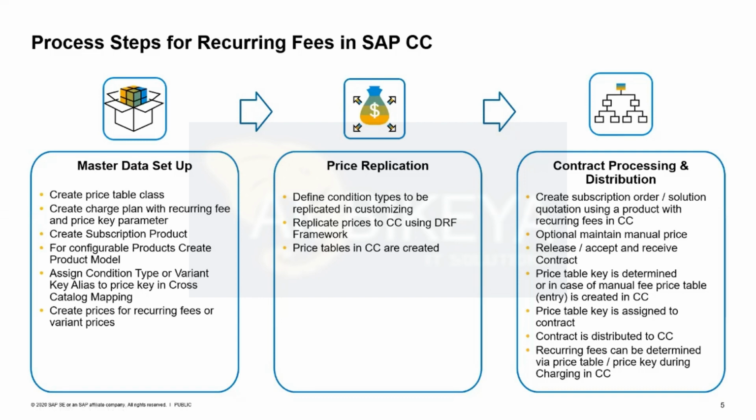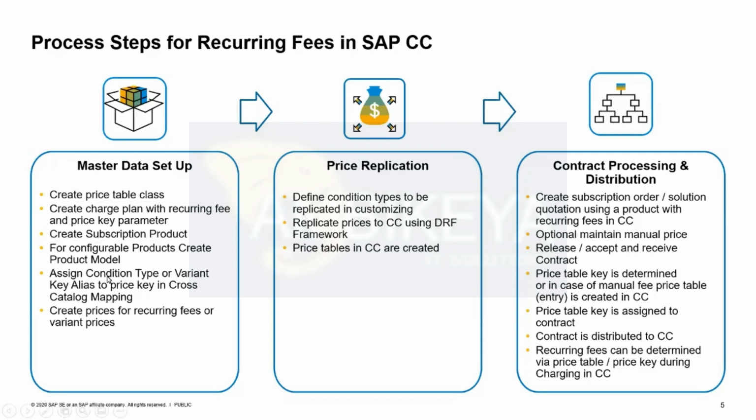You should implement a pricing routine on how a recurring fee needs to be calculated and link it to the charge plan. You create a subscription product. In case the subscription product is a configurable product, then all the configuration model should be in place. Then in CCM mapping, you can map a price key to a condition type.